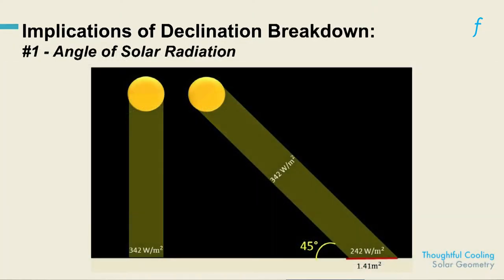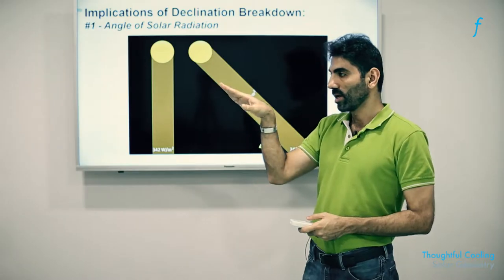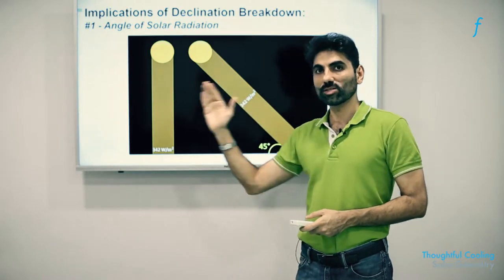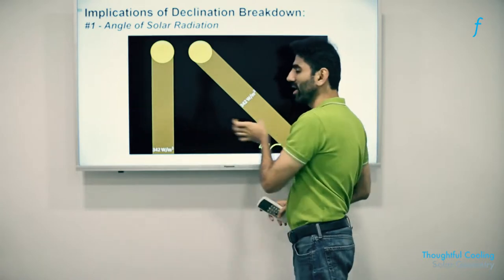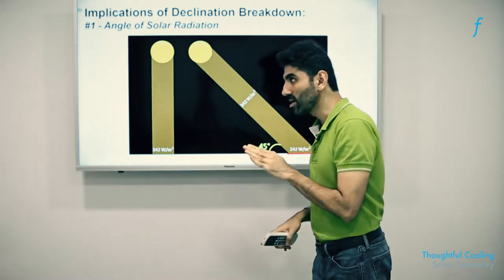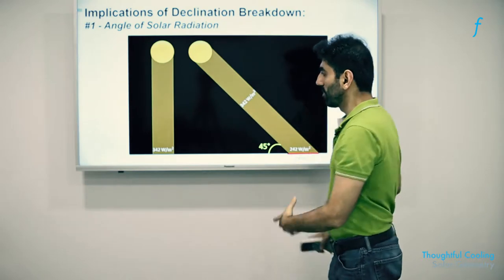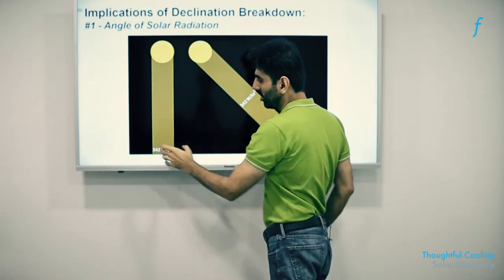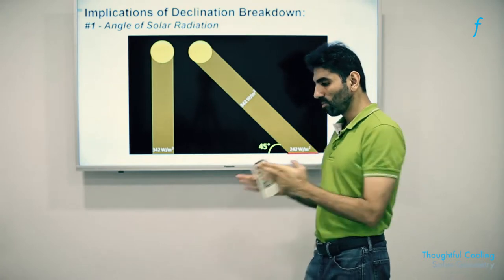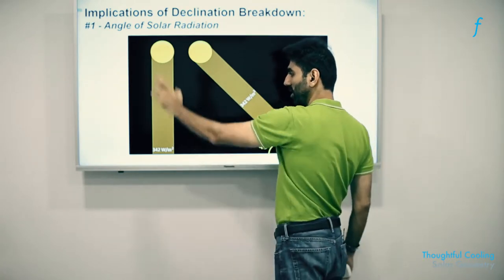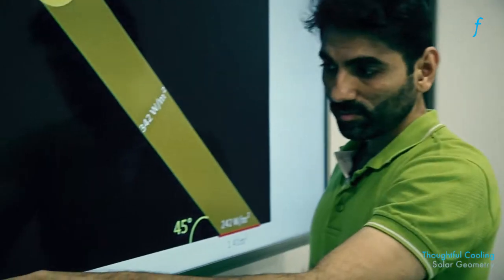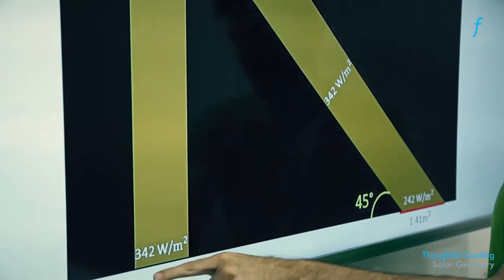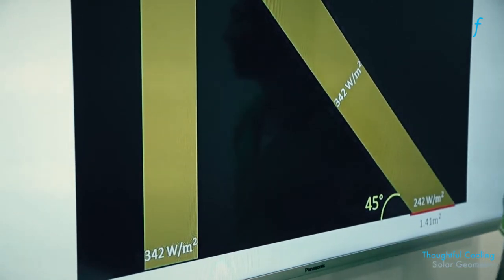So the first implication is that as the Earth's angle of rotation changes throughout the year relative to the sun, the intensity of the solar radiation changes. So for example, when you're leaning into a source of heat, one can imagine the heat coming in a very concentrated form on a small area. So this is, for example, a beam of light that is falling perpendicular or normal to the surface. This is the example of Northern Hemisphere summer. It's at 342 watts per meter square.